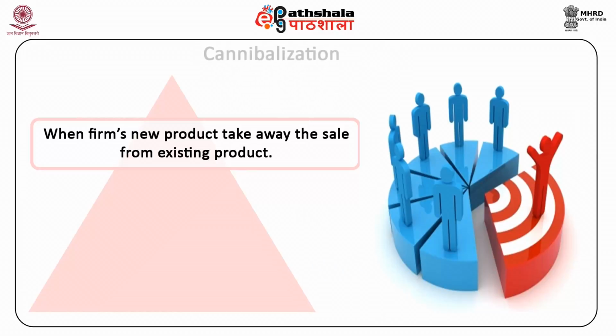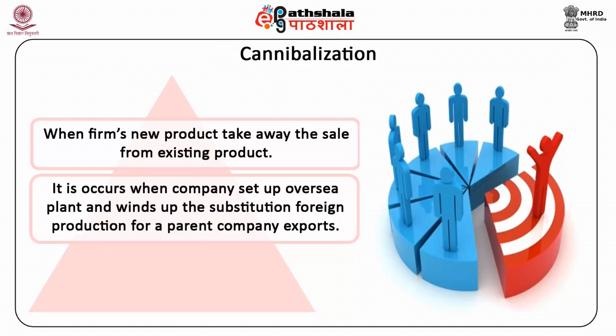Cannibalization. When a firm's new product takes away sales from an existing product, it is known as cannibalization. It occurs when companies set up an overseas plant and wind up substituting foreign production for a parent company's exports. To the extent that this occurs, the estimated sales effect must be reduced by the earnings on the lost sales.